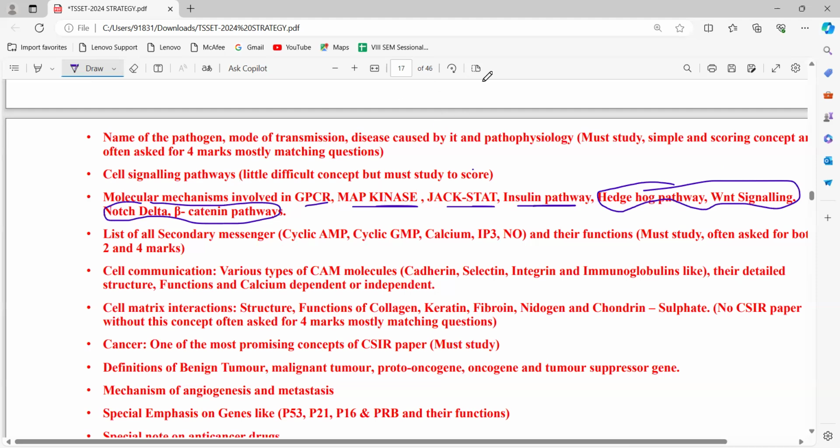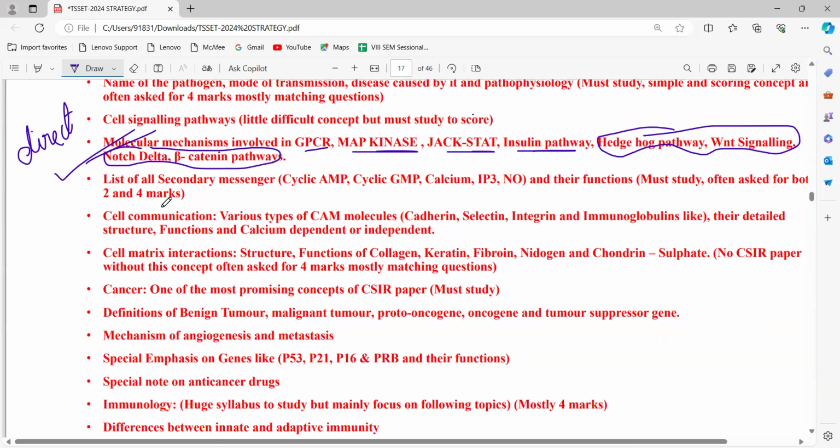Until you know the concept in extreme depth, you can't answer the question. But surprisingly, the question is very direct. The question is direct, but it is just from the depth of the concept. And this is a difficult subunit for you. When it comes to cell communication, even if you are reading this chapter for the very first time, trust me, you can answer this, because almost everything is theory only.